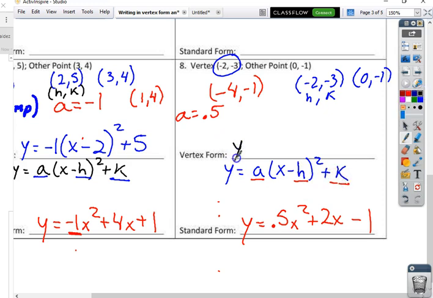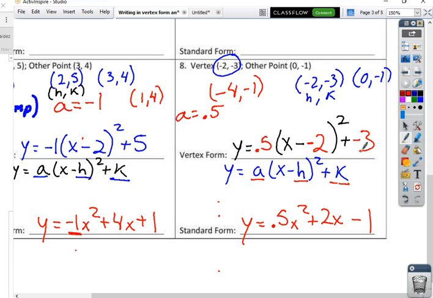So I'm going to go ahead and substitute, so y equals. Now my a was 0.5, so I'm going to put 0.5. Then I'm going to put parentheses x minus, and my h was -2, so I'm going to put -2 in here. Then squared, and then we have plus k, so I can put plus k, but there's a plus here, and instead of a k, we're going to put -3. Okay? So that's what we have.